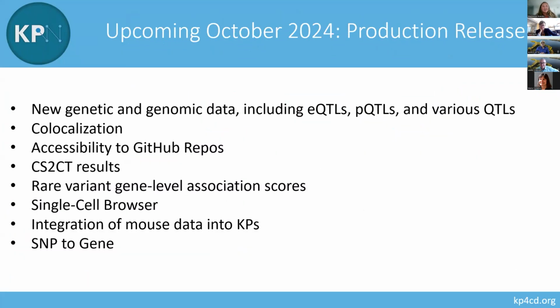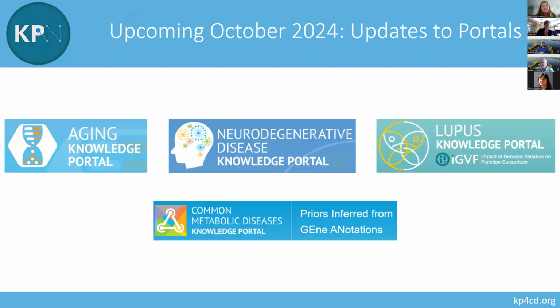Other upcoming things for the fall, we have a production release that will be set for October 2024, and it will include various features and updates. A few are listed here, but these are not all of the updates that we'll be presenting. So keep an eye out for the new features and visualizations. As part of the production release, we'll have some updates to some of our community portals, including the aging KP, the neurodegenerative disease KP, the lupus KP, and pigeon, which is going to be new for us as well.